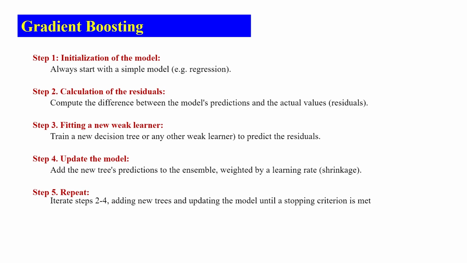Remember, error, loss, residual, in machine learning they are used the very same way. Loss function is the same as error function, and residual means the difference between the model prediction and the actual value. Once you know that difference, you can train a new decision tree or any other weak learner to predict the residuals.